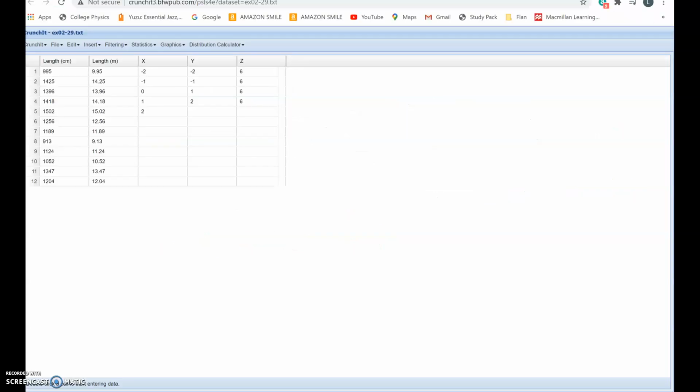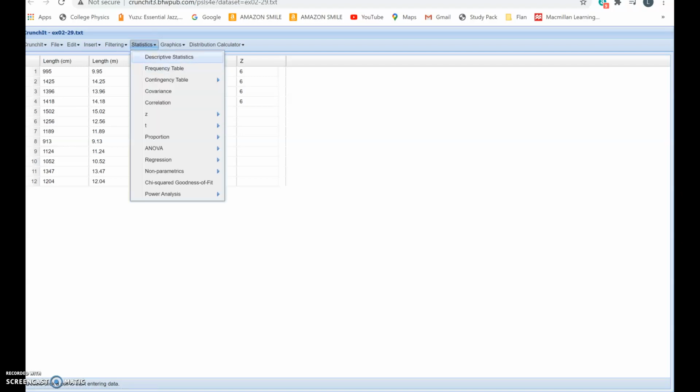Now let's look at certain data sets. Let's look at the first column, which is the length in centimeters. Now the second column is the exact same numbers as in the first column, except that they're measured in meters rather than centimeters. So 995 centimeters is the same as 9.95 meters. So they are the same numbers, but the units of measurement are different. So let's see if the units of measurement make a difference in the calculation of standard deviation. So let's calculate standard deviation.